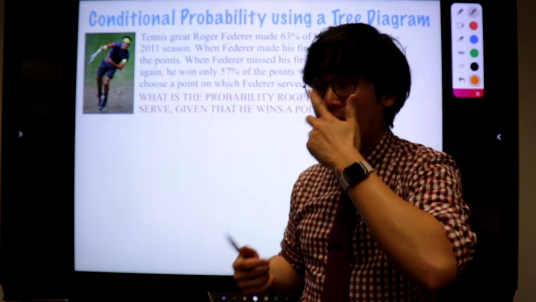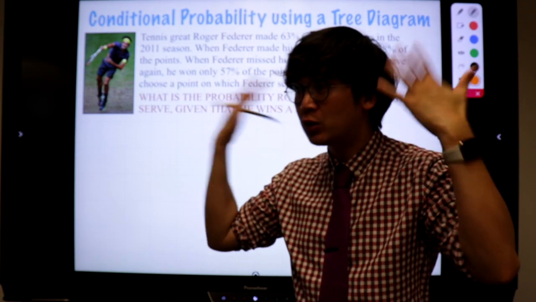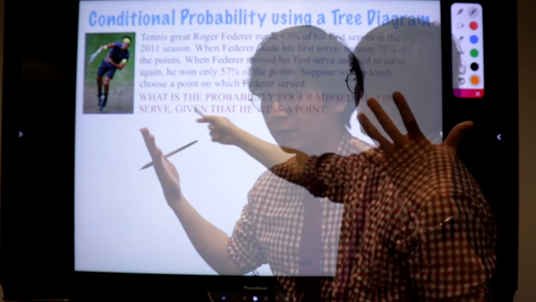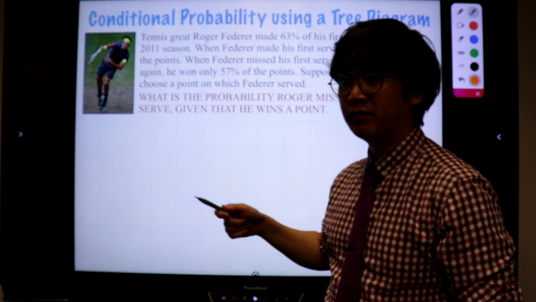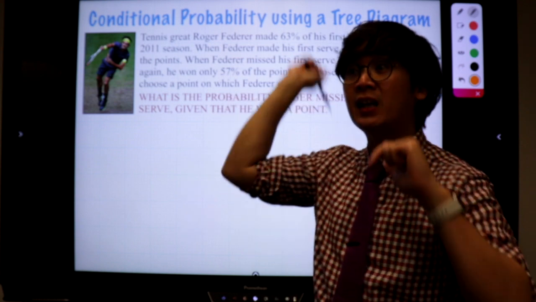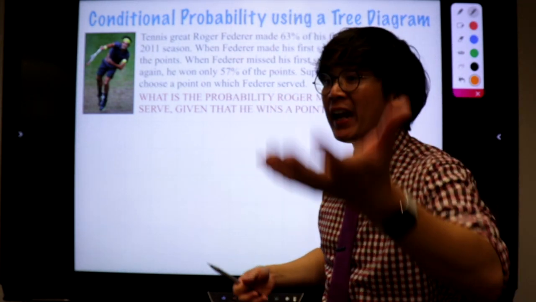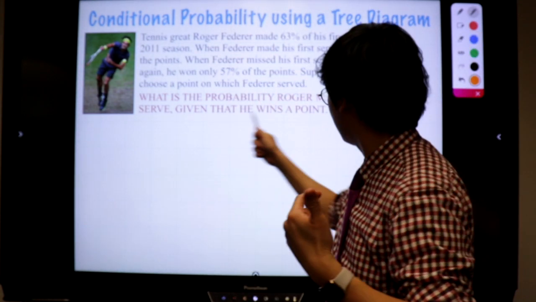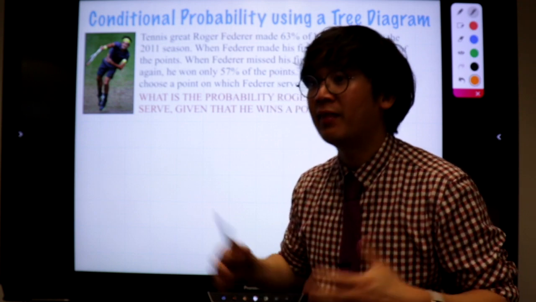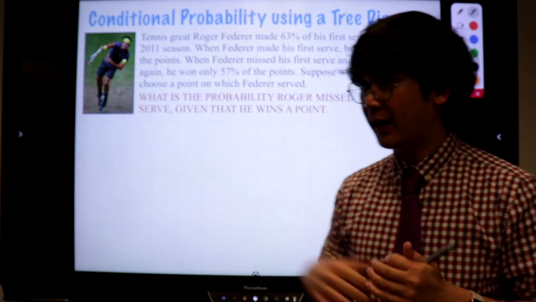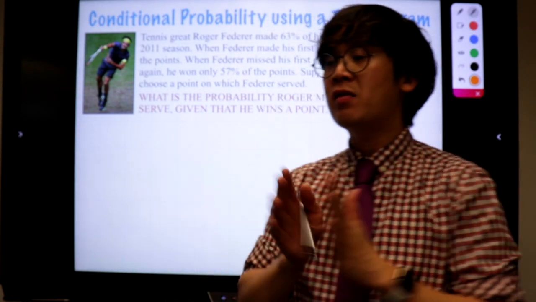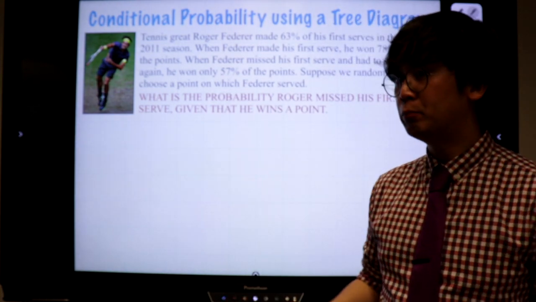Because that's the first step. You need to understand and visualize what you're supposed to be computing. What is the probability Roger missed his first serve? So he played on the second serve, and then he wins a point. Yes. That's the probability that we're computing. Got it? Okay. This is where the tree diagram is going to come into play.